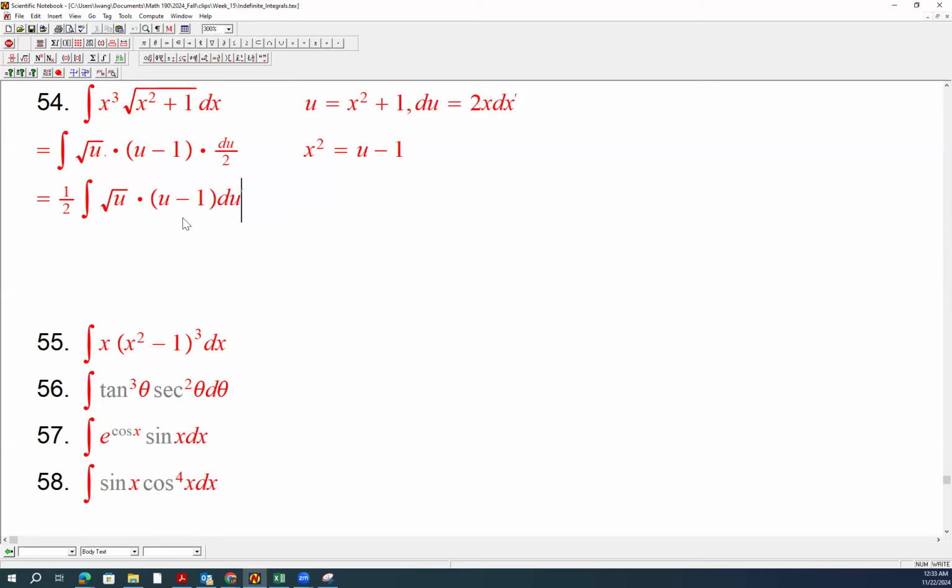So now we're going to distribute. What do we get? We get u raised to the power of 3 halves minus u raised to the power of half.